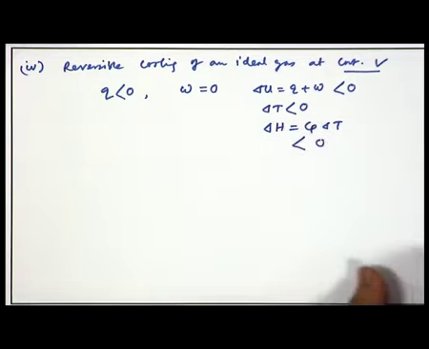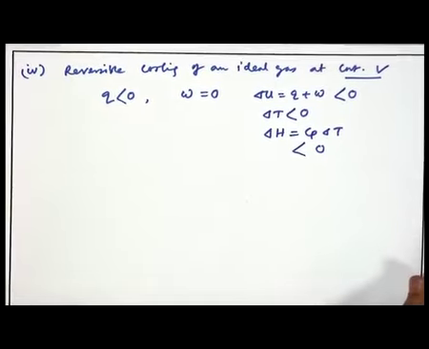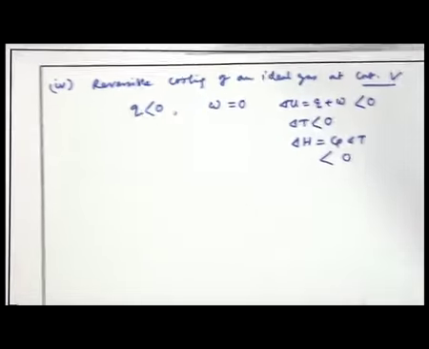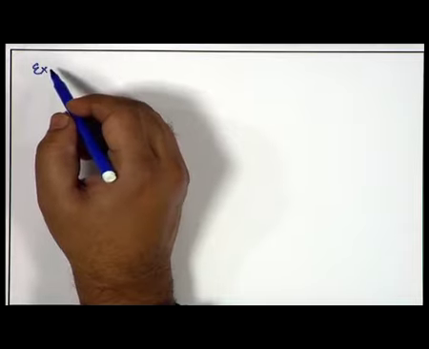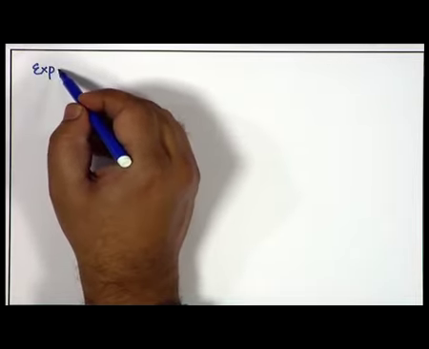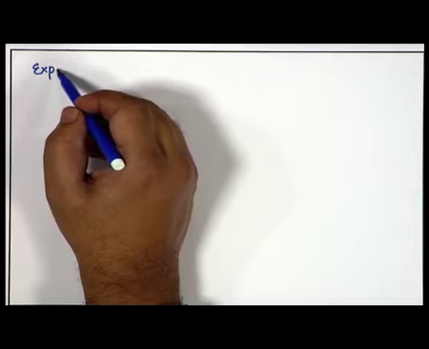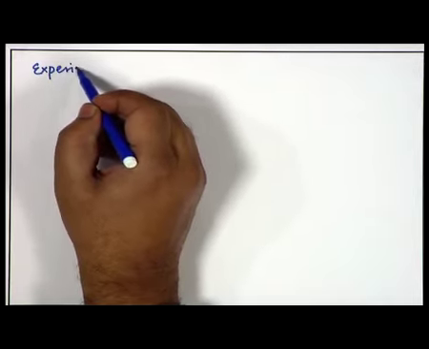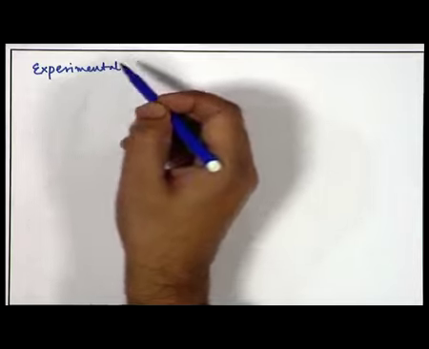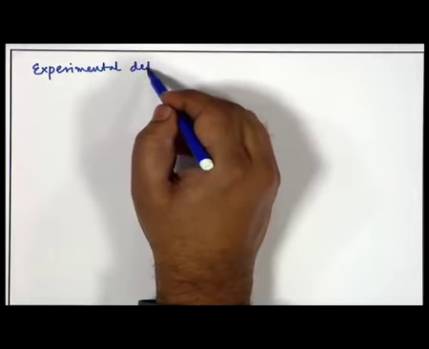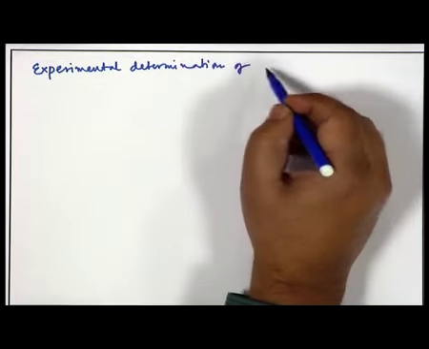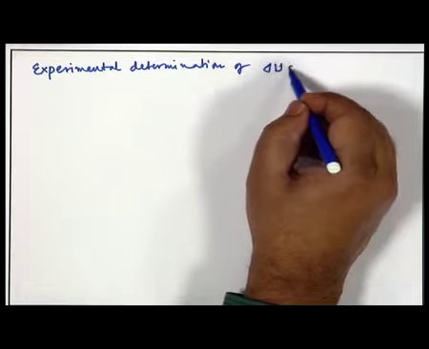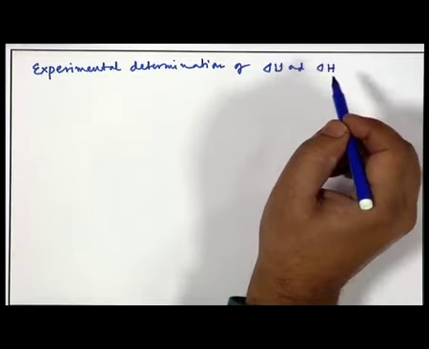So, I just gave you a few examples that will clarify your understanding of the sign of the process, for different processes. We will mainly discuss ideal gas. Now, we will talk about experimental determination or measurements of del U and del H, how it is done in the lab.